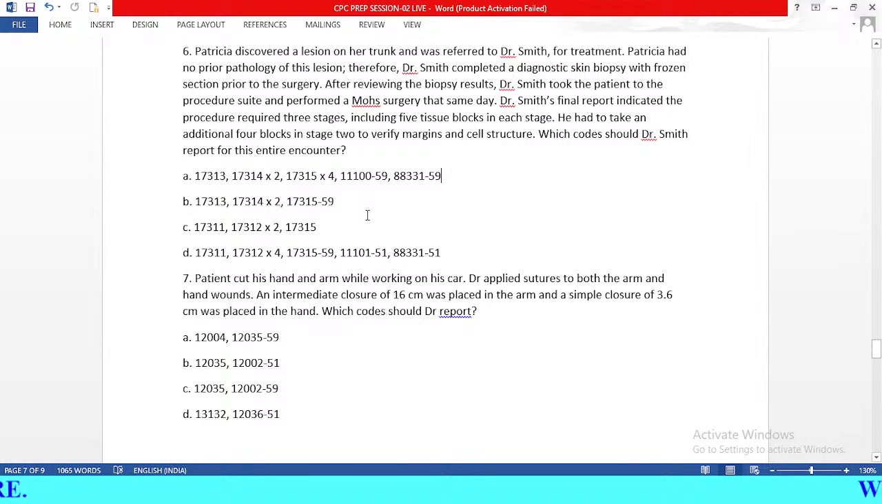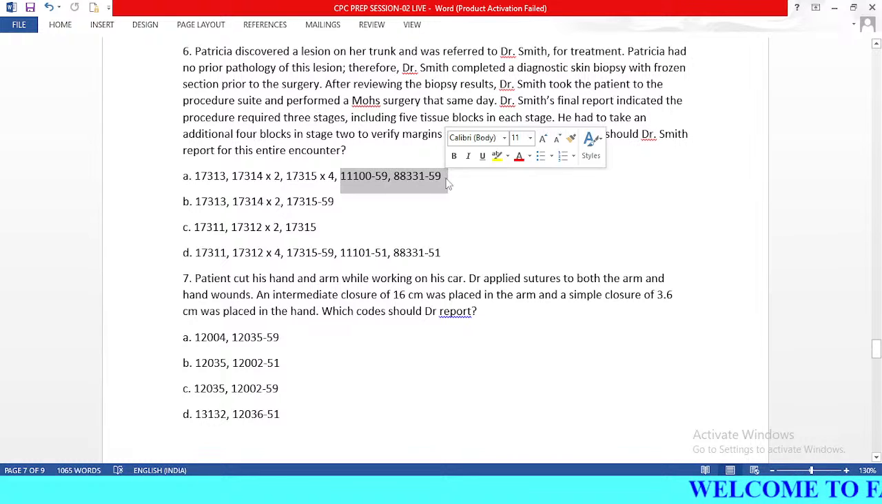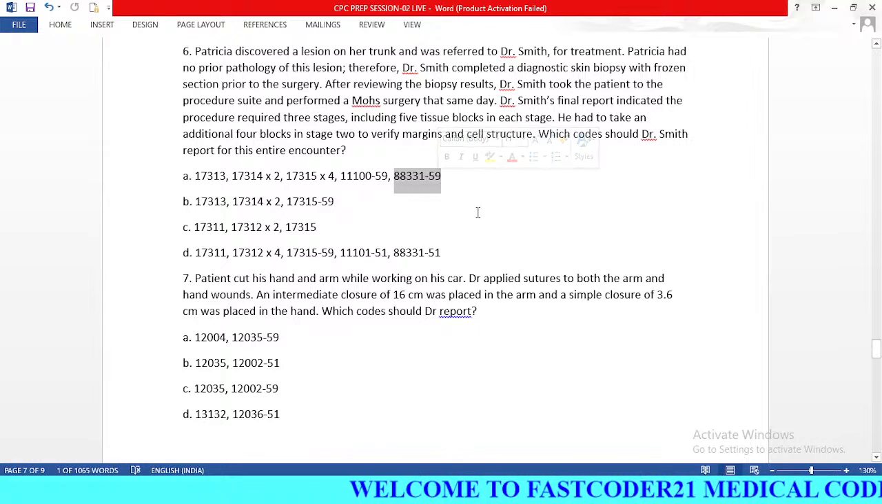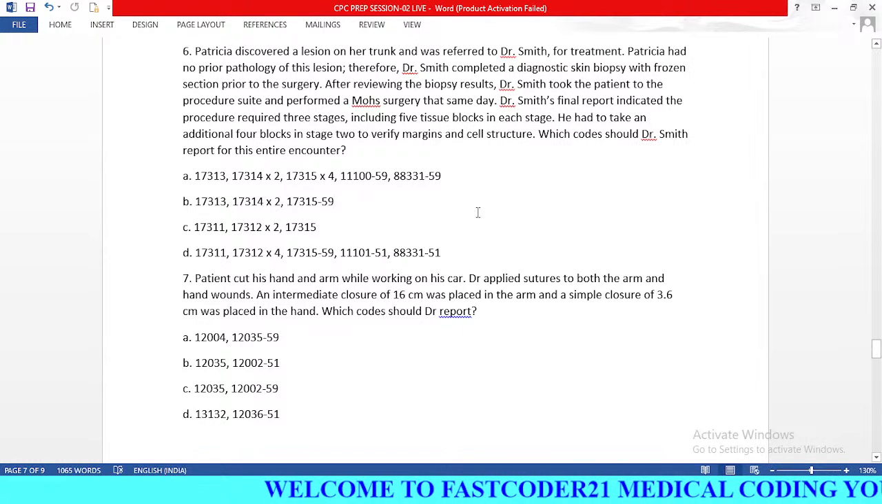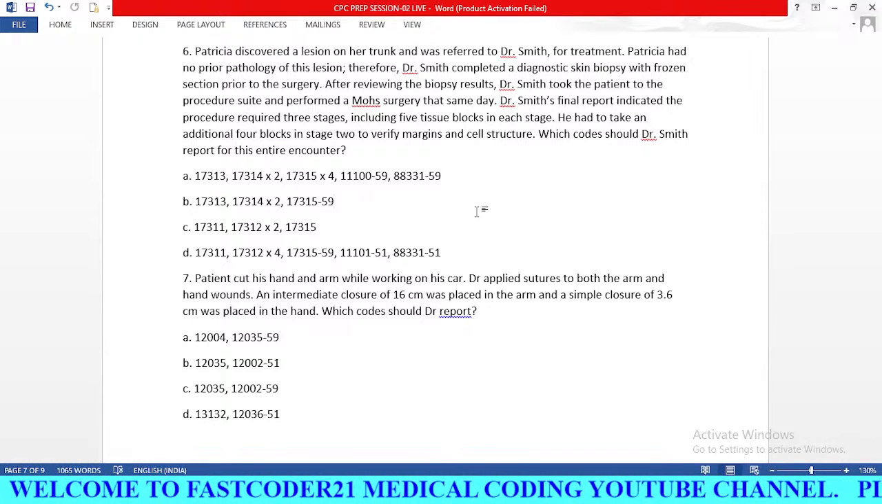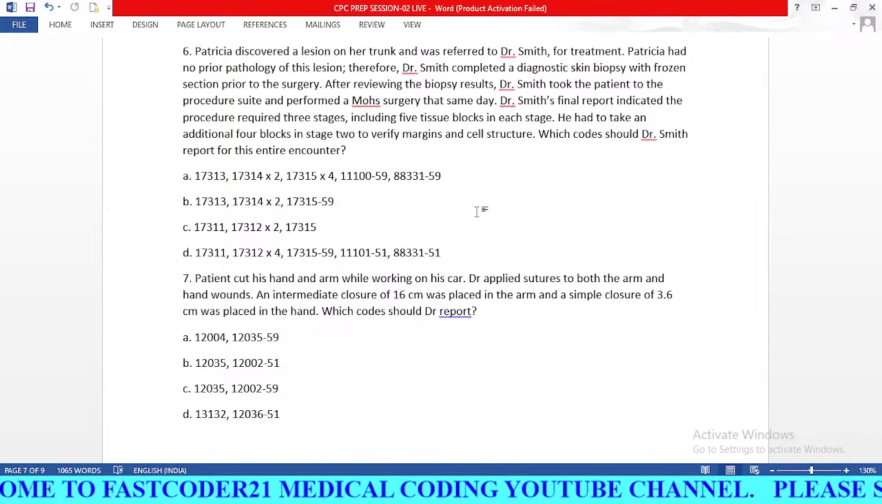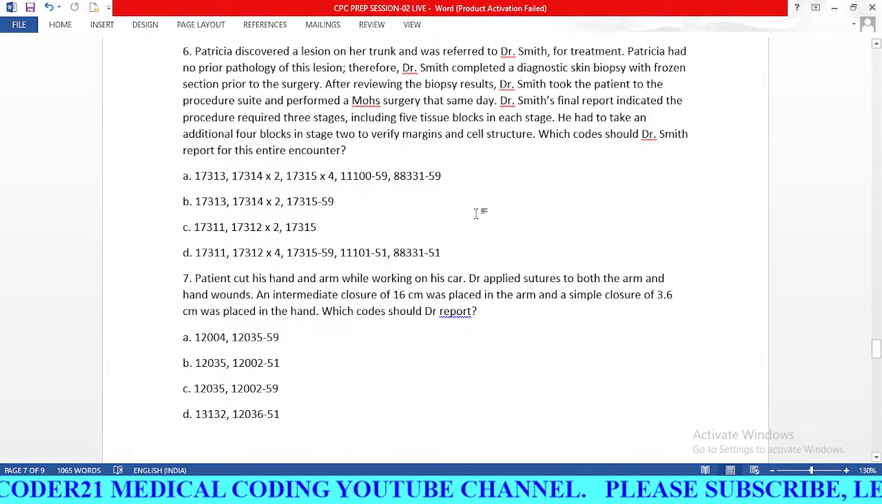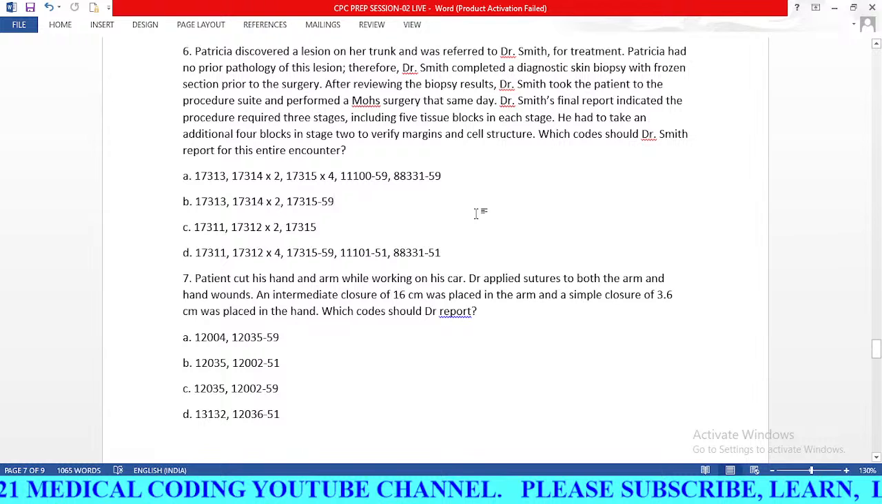As the patient does not have previous lab results, we need to code 11100 and 88331. While learning pathology, we will learn about 88331. So I think you got this answer. If you don't understand this, please mention it in the comment. I will explain one more time. Vinaya, did you get it?